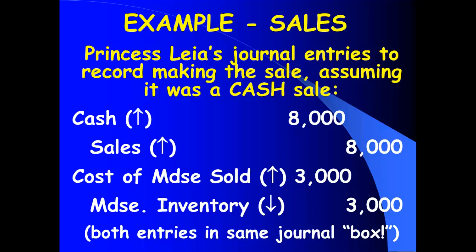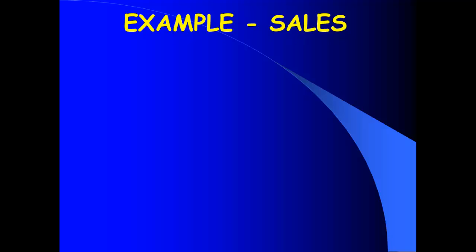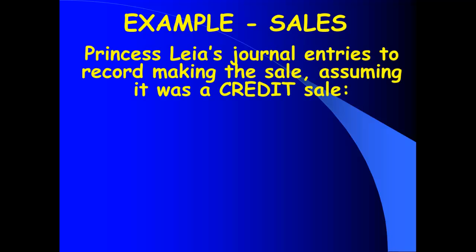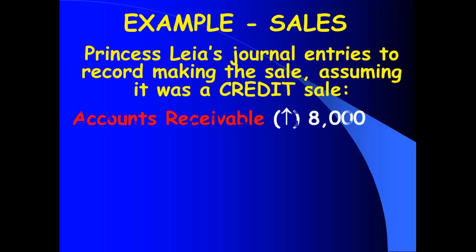And you got both of those in the first box on the page, right? Let's do the same transaction again. This time it was a credit sale. What do I have more of? More accounts receivable, an asset goes up with a debit. What else do I have more of? Sales, revenue goes up with a credit. What do I have less of? Merchandise inventory, an asset, yes.